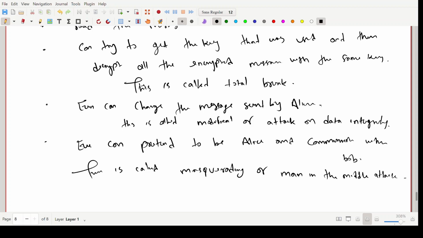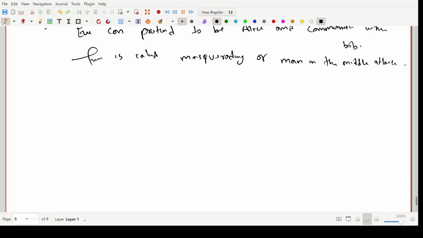So therefore an attacker can be passive or active. There are two types of attacker. Therefore an attacker or eavesdropper, Eve, can be passive or active.